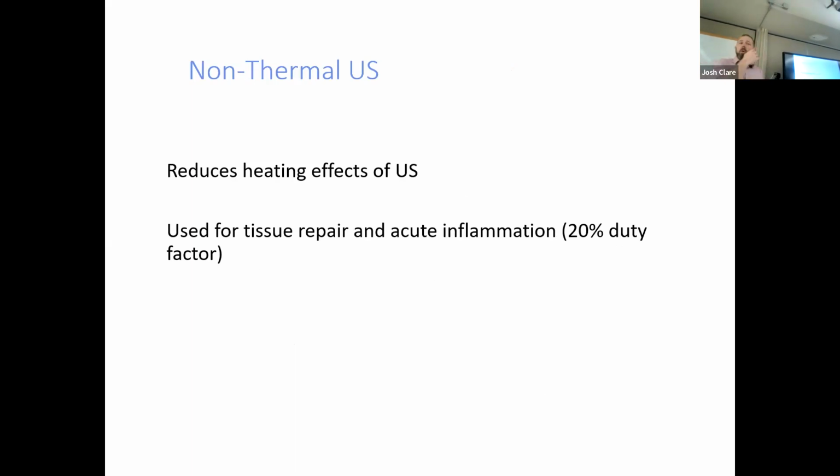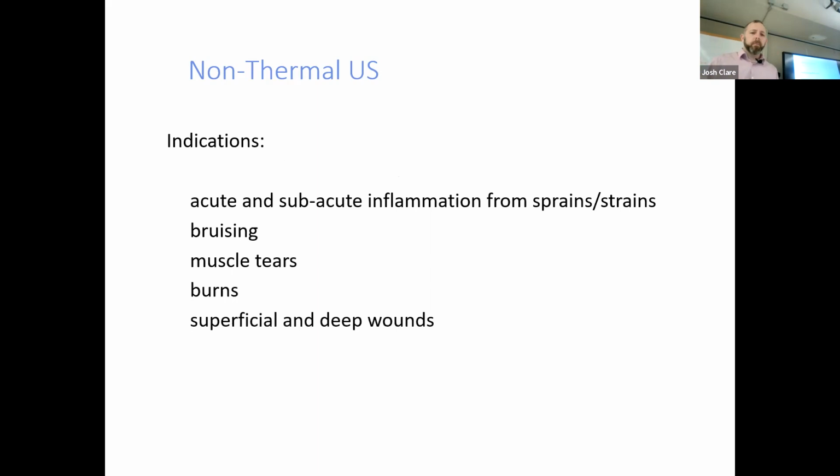Non-thermal. Good for, so we're still getting some of the cellular stuff that's happening, increasing the cellular membrane, increasing macrophage activity, but not with the thermal effect, because we're turning the machine off 80% of the time. So good for tissue repair, good for acute inflammation. So more acute injuries, we can still do ultrasound, but we want the duty cycle to be at 20% and not anything else than that. So acute, subacute inflammations, bruising, muscle tears, burns, superficial and deep wounds.